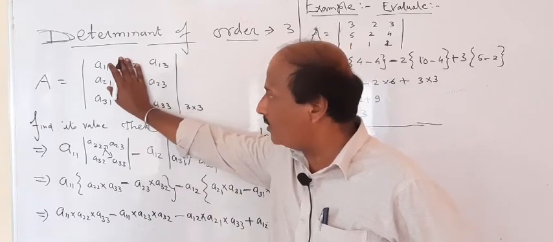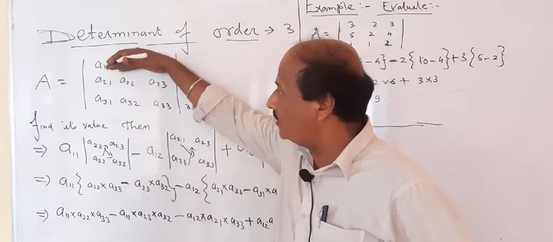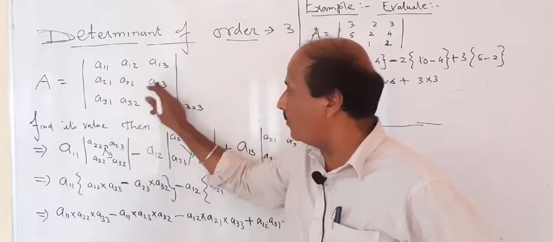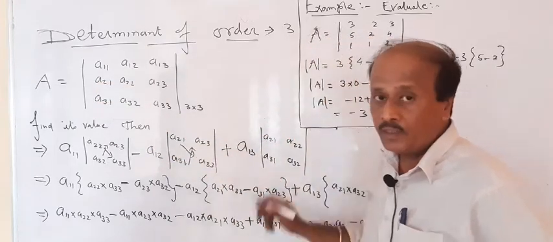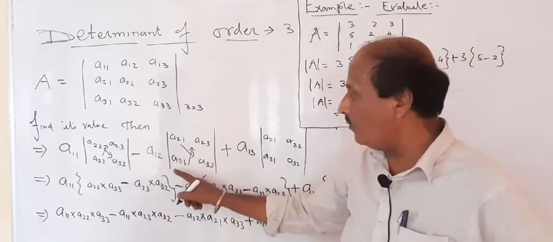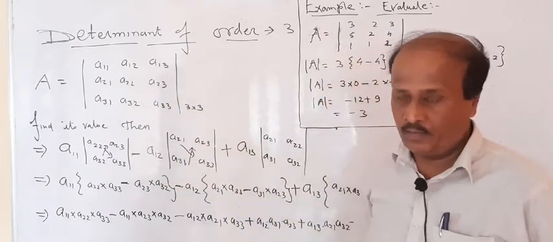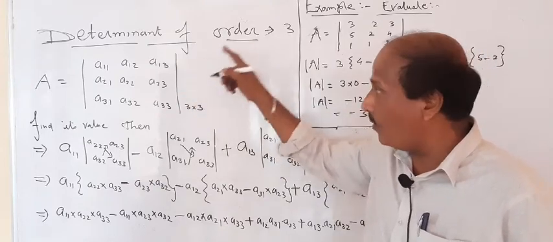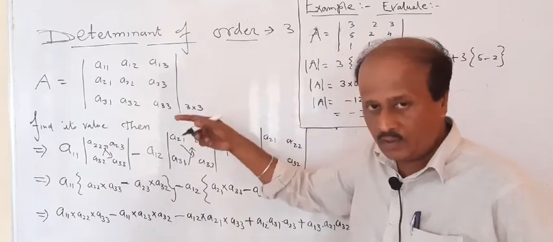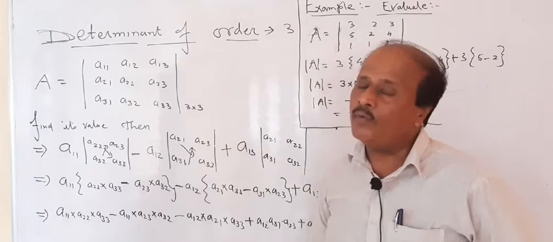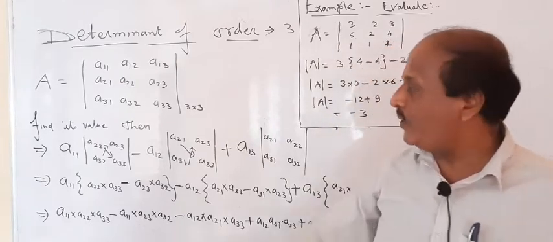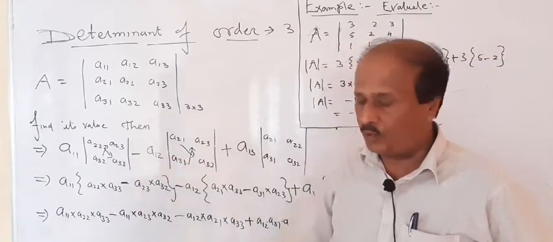Then keep a hand on this column as well as this row. So, you will be remaining with these 4 members again. So, another minor determinant comes in the form of A21, A31 and A23 and A33. So, the big determinant of order 3, I am converting into order 2. Why am I converting into order 2? Because just now I told you how to solve order 2.